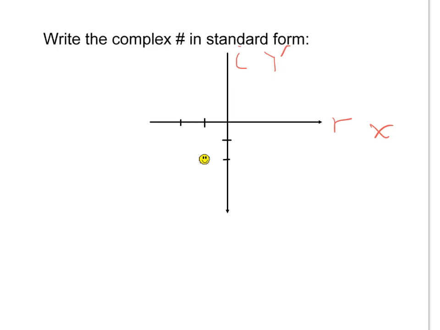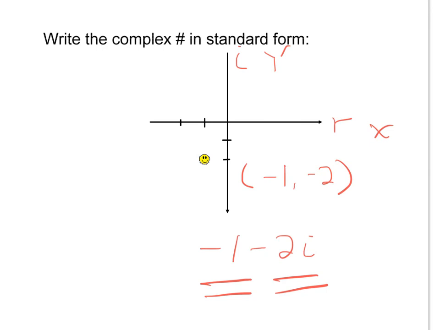So this, as an ordered pair, would be negative 1 comma negative 2. So if I wanted to state this complex number in standard form, this is going to be negative 1 minus 2i, where these are my real numbers and these are my imaginary numbers.